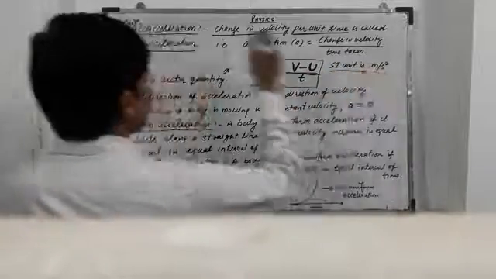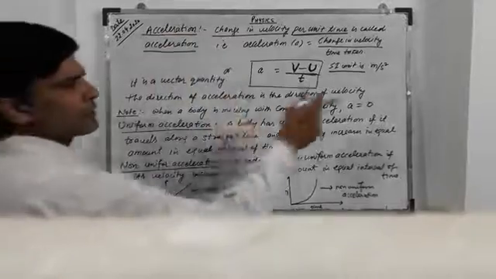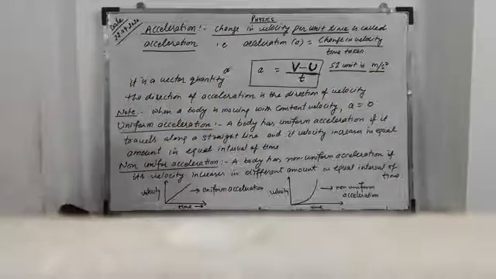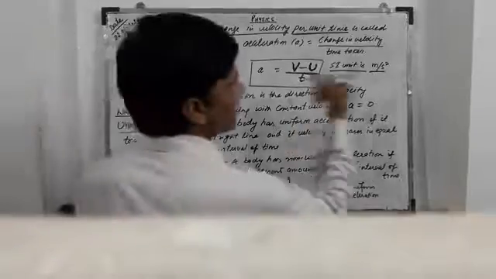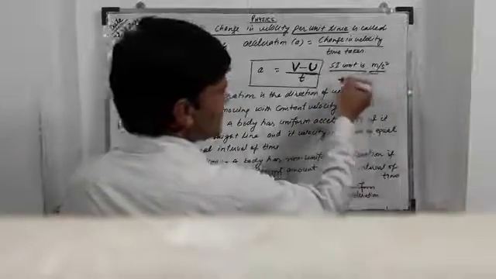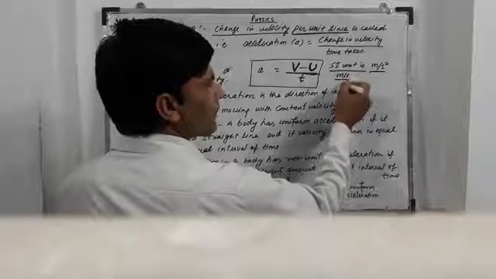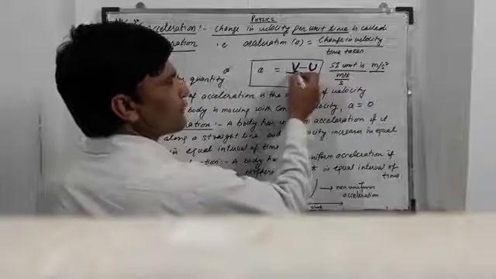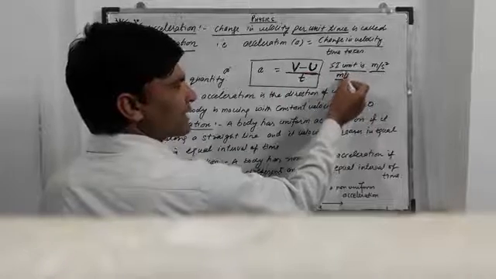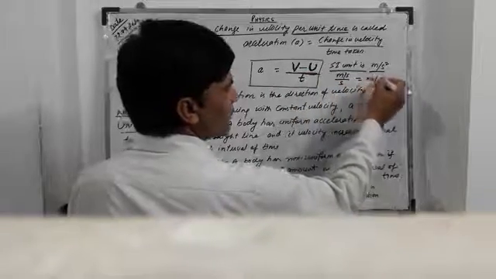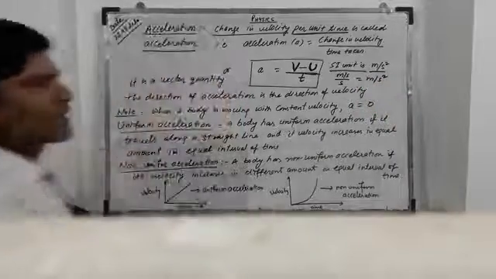The SI unit of acceleration is meter per second squared. It is obtained from meter per second upon second. For velocity, meter per second. For time, second. So we get meter per second squared.